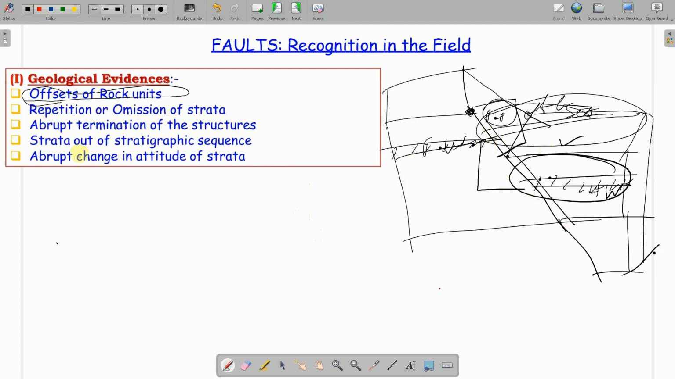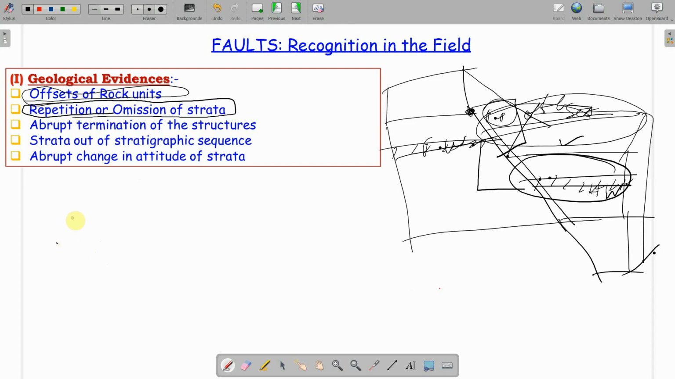Another important point is the repetition and omission of strata. I will first look for the offset of the rock units. If it's not visible or not understandable, then I will go for structural mapping, and there I will be seeing the repetition or omission of the strata. Let me give you one example here.